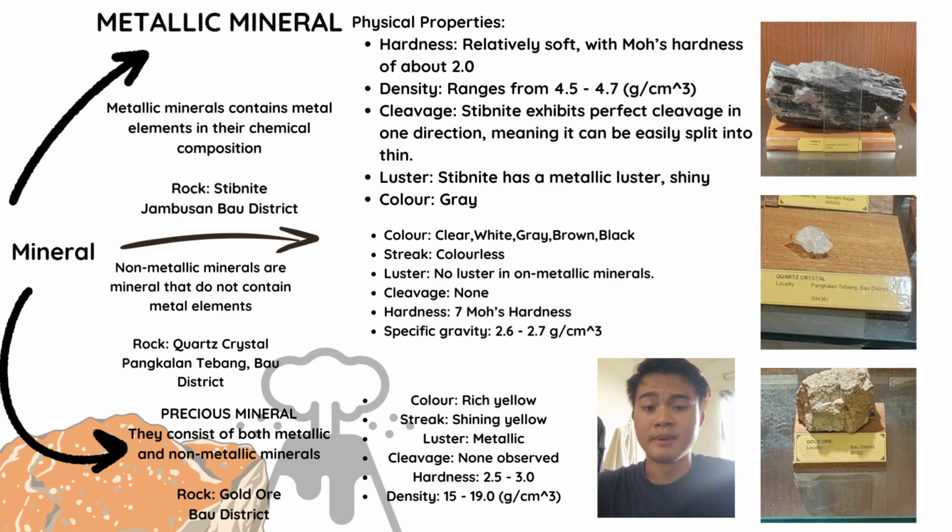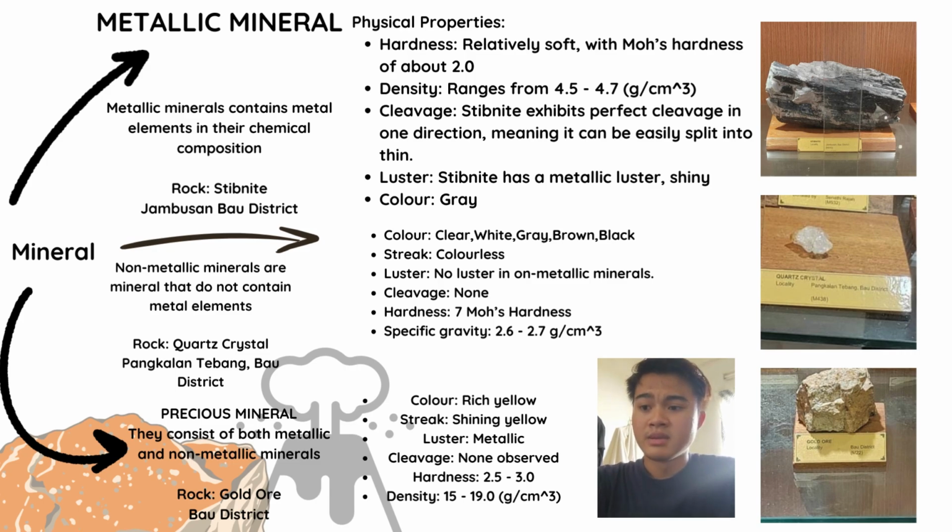The second one is non-metallic. Non-metallic minerals do not contain metal elements. The example of rock is quartz crystal, which can be found at Pangkalan Tebang, Bau. The color of quartz crystal is clear, white, gray, brown, and black. The streak is colorless, with no luster as in non-metallic minerals. Cleavage is none, and hardness is about 7 on the Mohs scale, with specific gravity 2.6 to 2.7 grams per cubic centimeter.